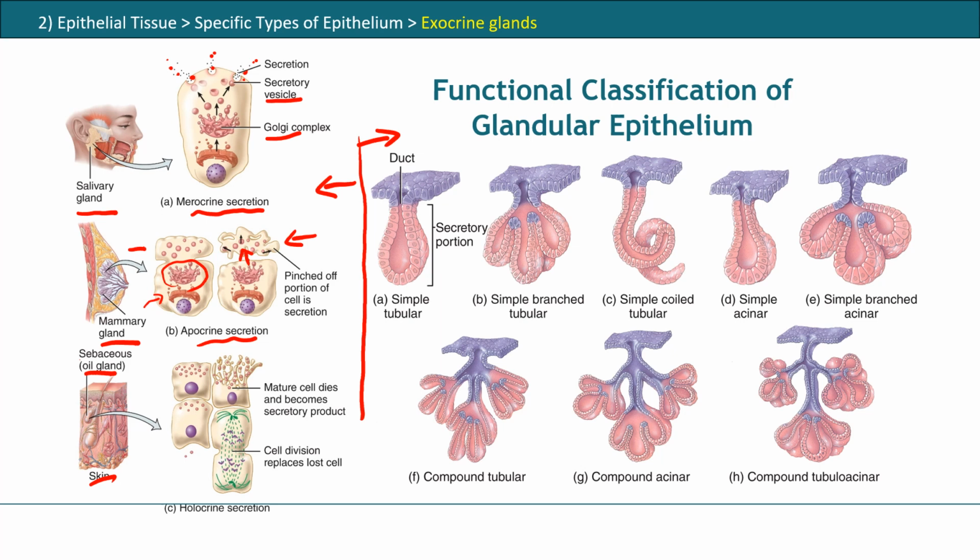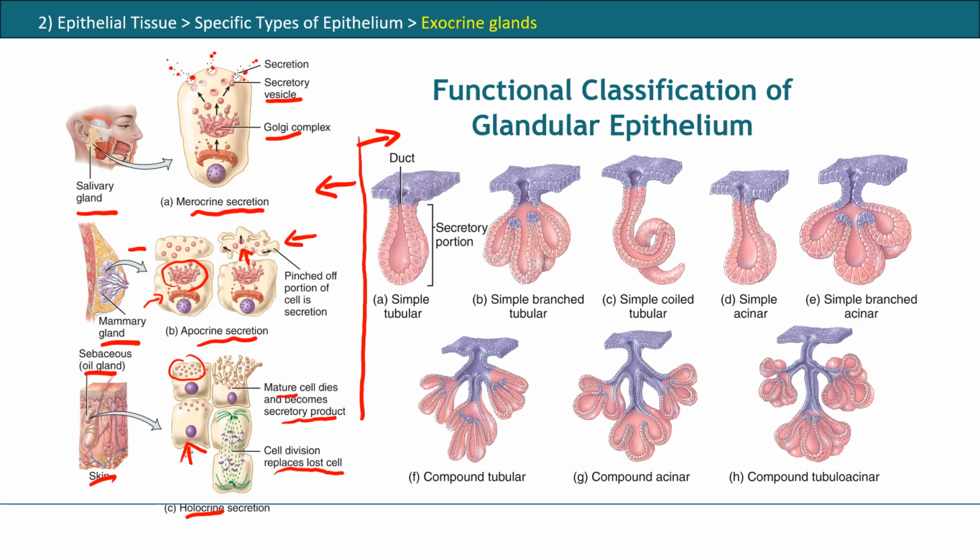Finally, holo always means full. So here you are losing the entire cell. The cell will start producing all these secretion molecules. In this case, it's an oil gland, so it will be all the sebaceous oil that is produced in the skin. And if you see, it increases, and there will be a point where the cell matures and also dies and becomes part of the secretory product. So it is also secreted there. But what happens when that cell dies? Does the gland disappear? No. What happens is that there will be cell division, and so the cells that die are replaced and they leave the epithelium.